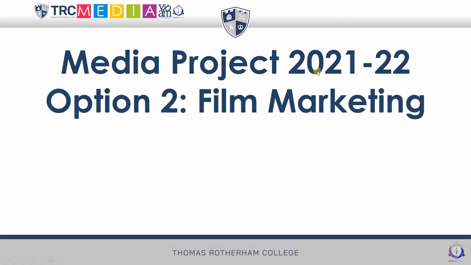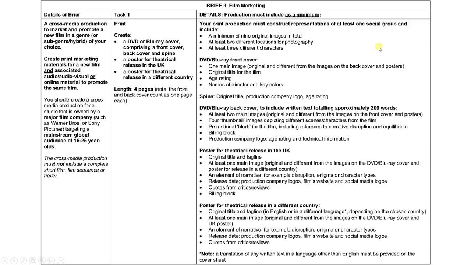The other option is film marketing. This is officially brief 3, film marketing. A cross-media production to market and promote a new film in a genre or subgenre or hybrid of your choice. So, you know, a subgenre of horror might be slasher. A hybrid would be, I don't know, teen horror, or, I don't know, sci-fi horror.